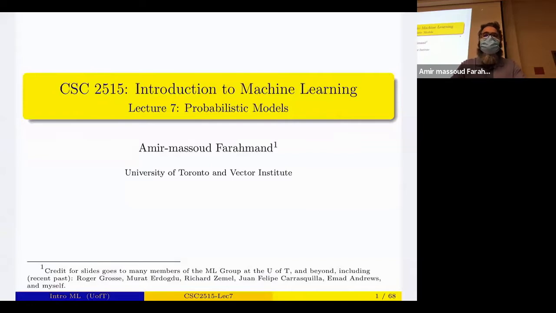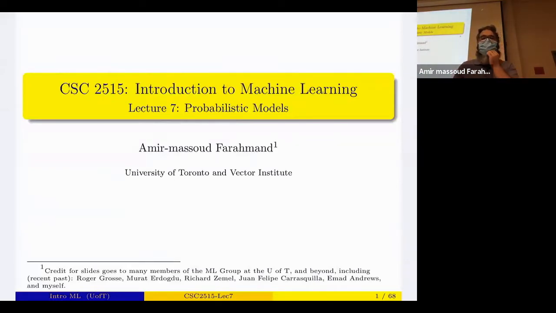Okay, so this lecture is about probabilistic models. This is kind of an umbrella term for many methods that explicitly represent the probability distribution, and we do learning and inference in a way that is much closer to the computation of these probabilistic models. So it becomes clear what I mean.